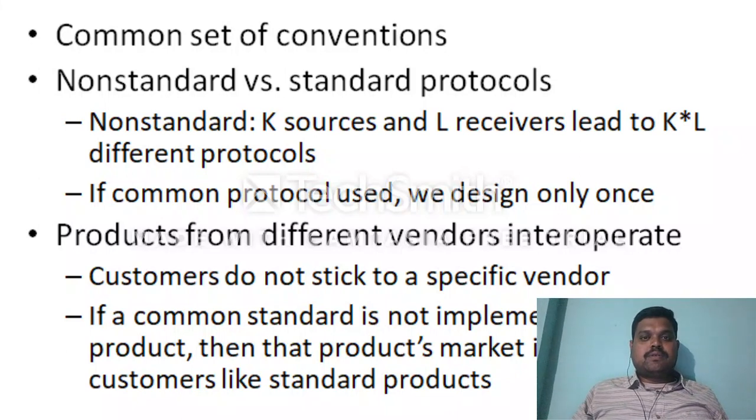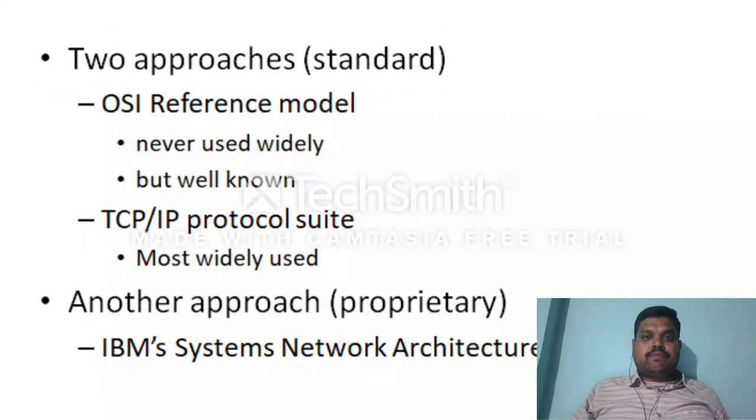So there are basically two standard protocol architectures that exist. One is the OSI reference model, and the second one is the TCP/IP protocol suite. The TCP/IP protocol suite is most widely used because it was introduced way before the OSI model. TCP/IP was introduced in the late 1950s, whereas the OSI model was introduced in the 1980s.